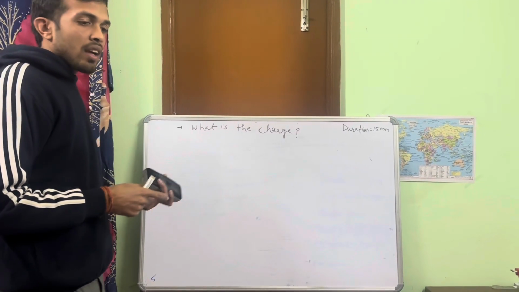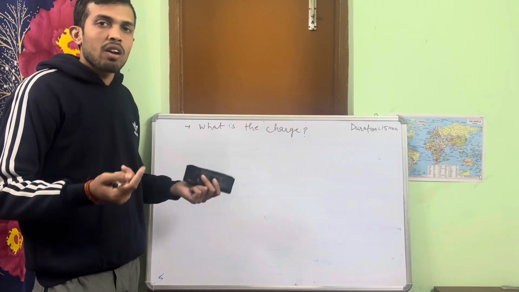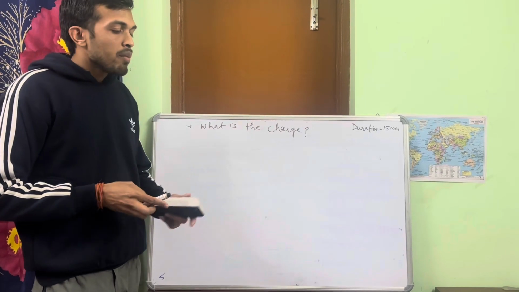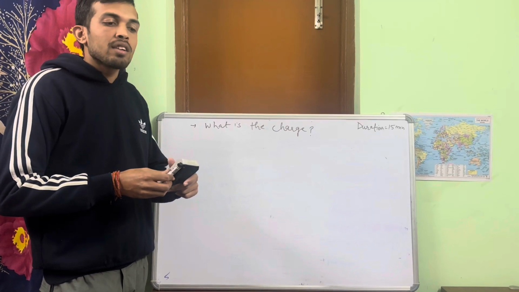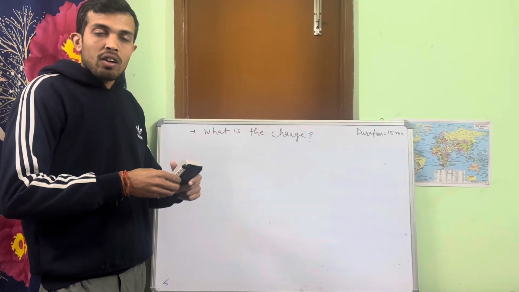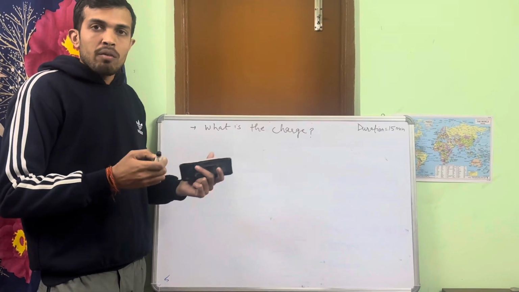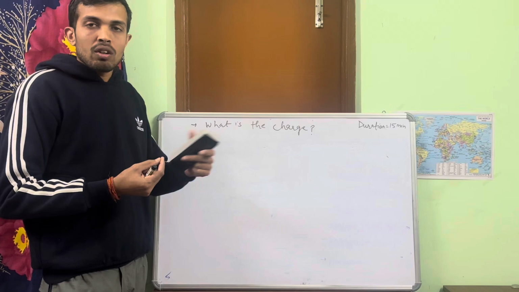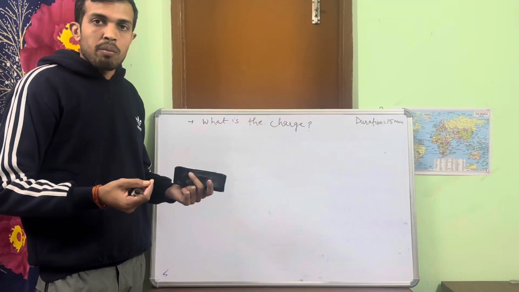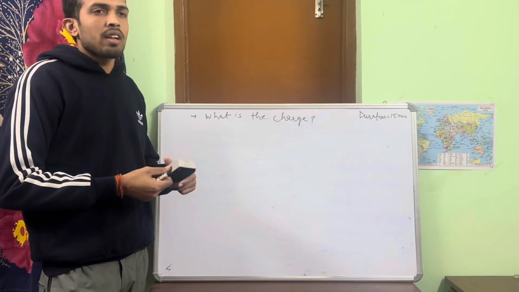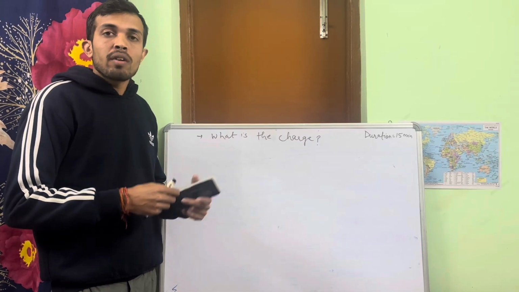So charge is the form of the outermost electron of a material or matter. When we rub two bodies, by creating some kinetic energy on the matter, the electron moves out from one body to another body. The body, the matter which loses the electron becomes positively charged, and the second body which accepts the electron becomes negatively charged. Okay.